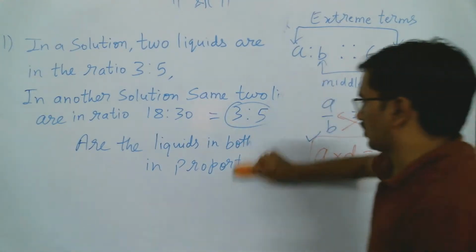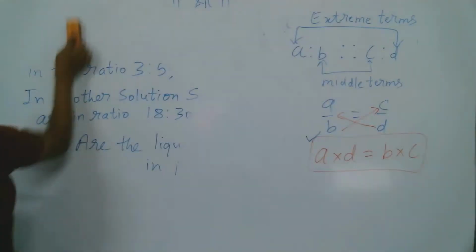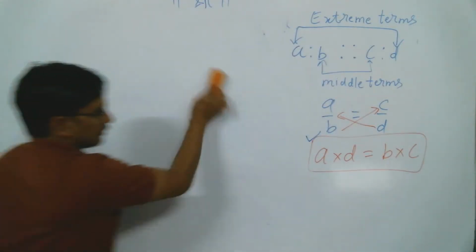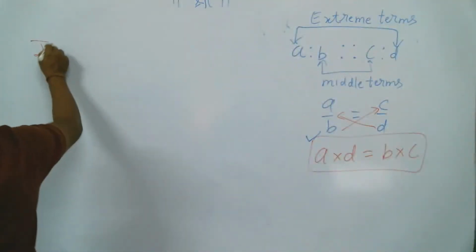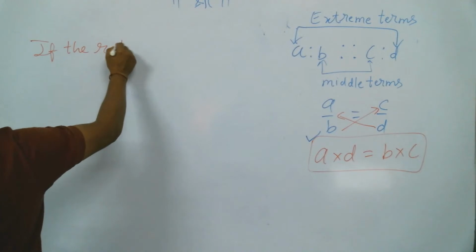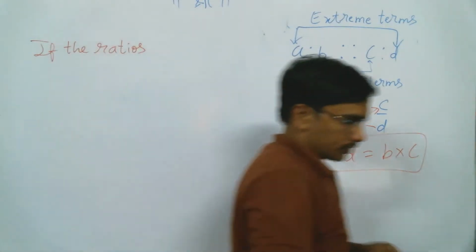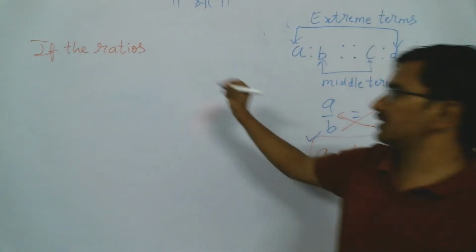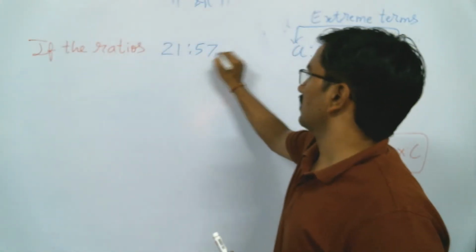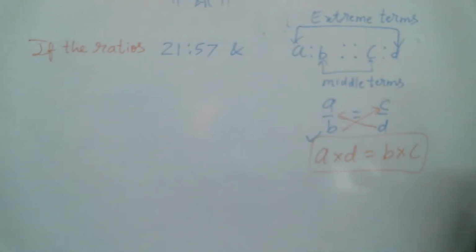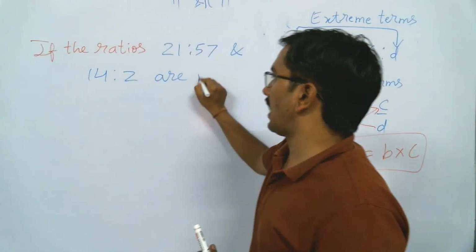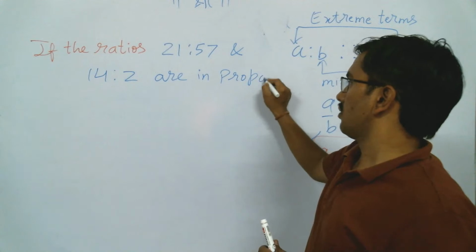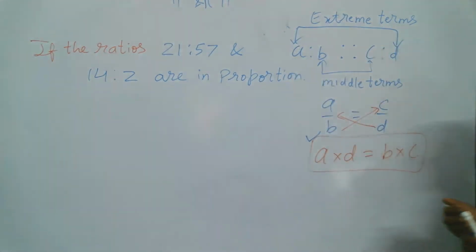Let's play a little hide and seek. In the hide and seek game, if the ratios 21:57 and 14:Z are in proportion, find Z.